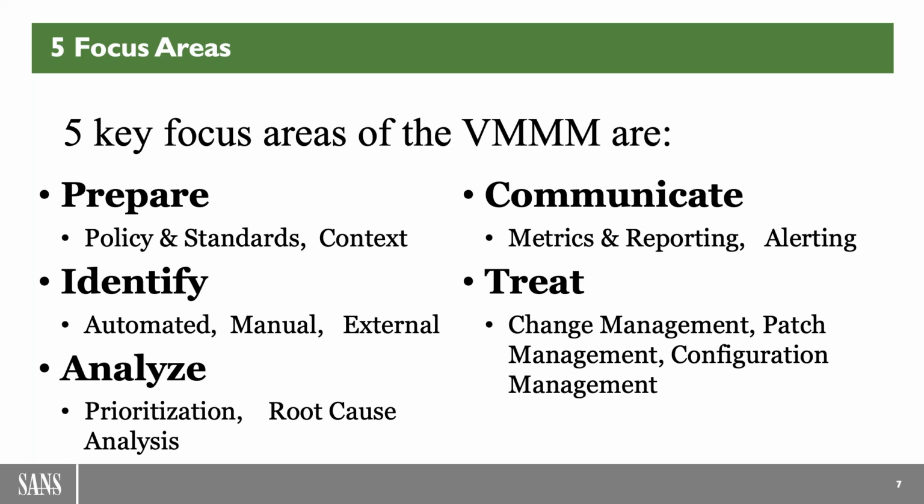So in prepare, we talk about context and policies and standards. You're also going to see in the identify phase, what we deal with from an automated identification process and the steps across that from the maturity. We also look at manual and external identification. The analyze phase, where we're going to take a deeper look at one of them today, is the prioritization aspect. The other component inside the VMMM is root cause analysis. Moving into our communicate phase, we're going to take a look at the reporting aspect today, which is metrics and reporting, as well as alerting, the other component that we've placed inside communicate.